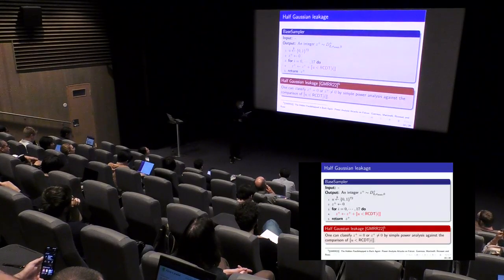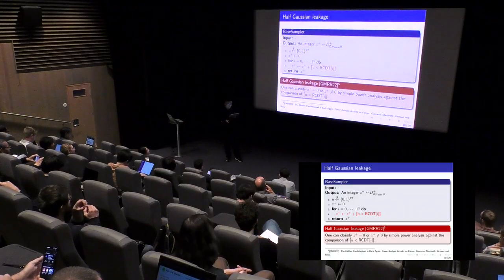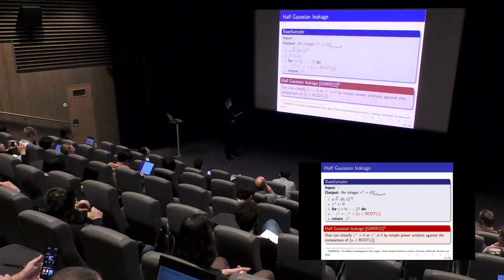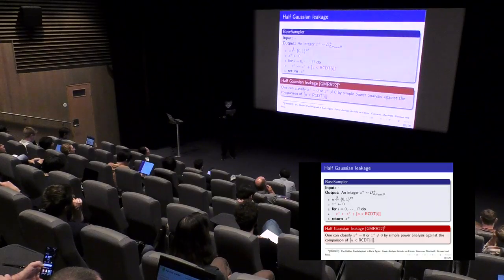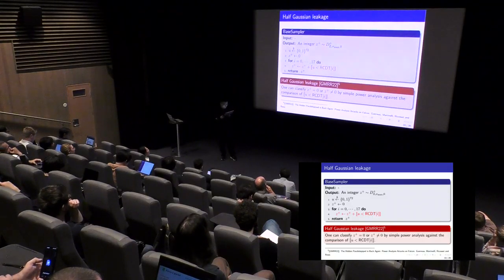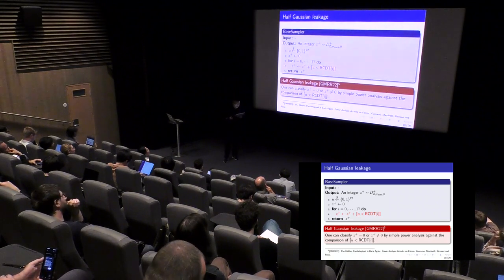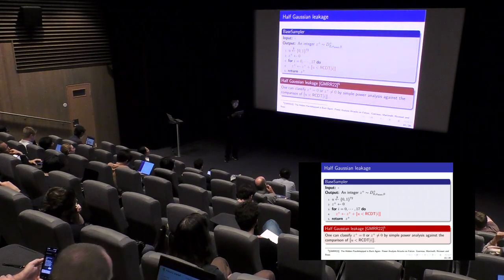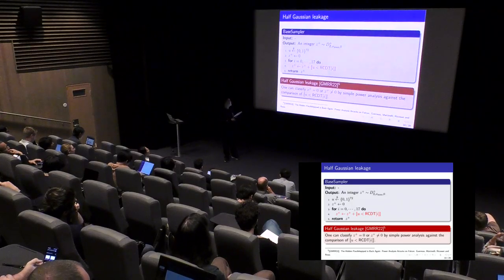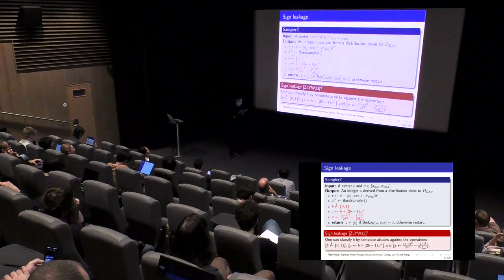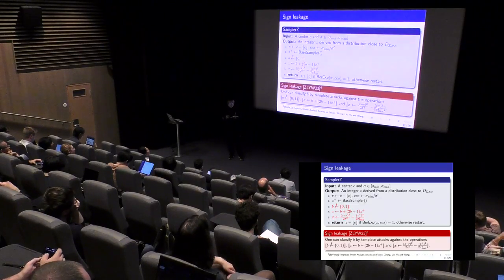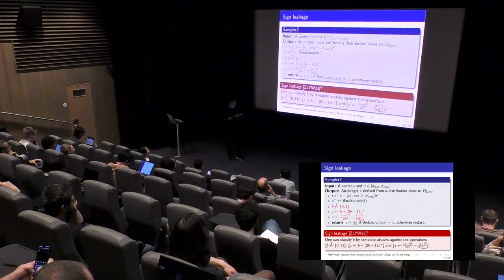Next, we briefly recall two leakages existing in Falcon's Gaussian sampler. The first one is the Gaussian half leakage, which is identified in the base sampler. One can classify whether z+ equals 0 or not by simple power analysis against the comparison in step 4. The second one is the sign leakage. One can determine the sign bit b by template attacks against the sampling of b and the computations of z and x.